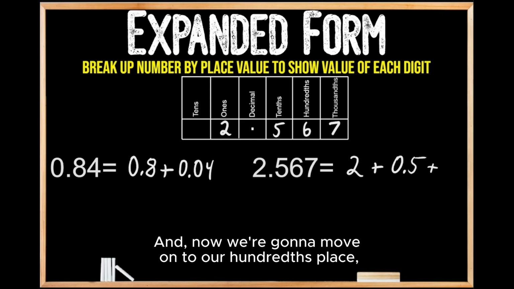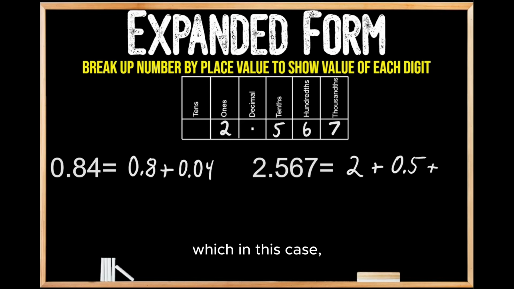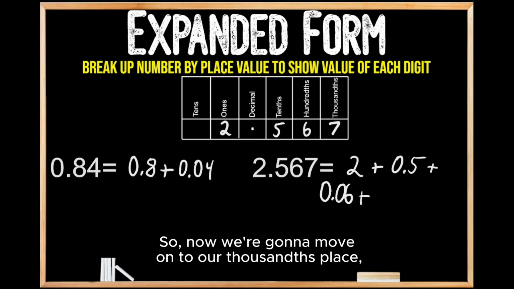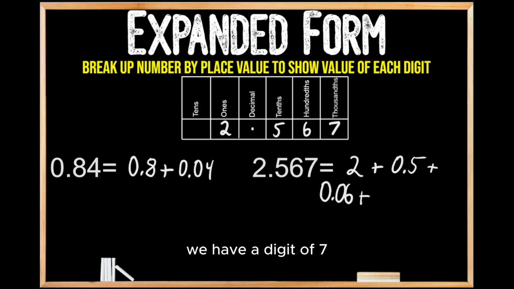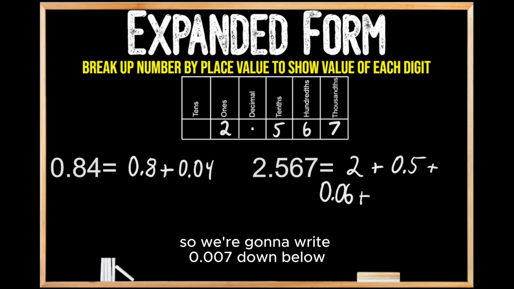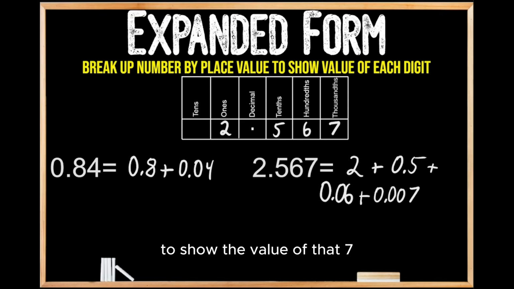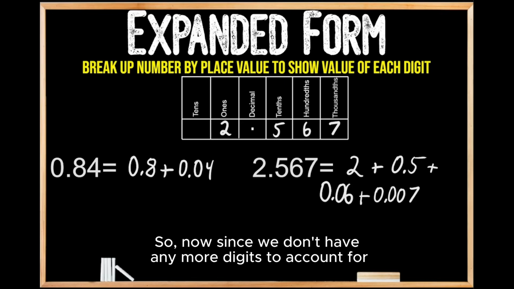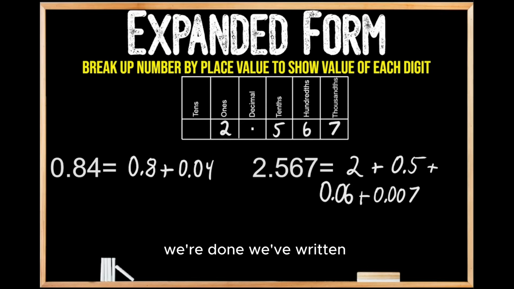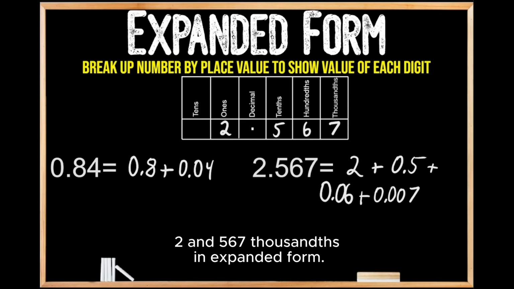And now we're going to move on to our hundredths place, which in this case, we have a digit of 6. So in the line down below, we're going to write 6 hundredths. So now we're going to move on to our thousandths place, where this time we have a digit of 7. So we're going to write 7 thousandths down below to show the value of that 7 in our thousandths place. So now since we don't have any more digits to account for, we're done. We've written 2 and 567 thousandths in expanded form.